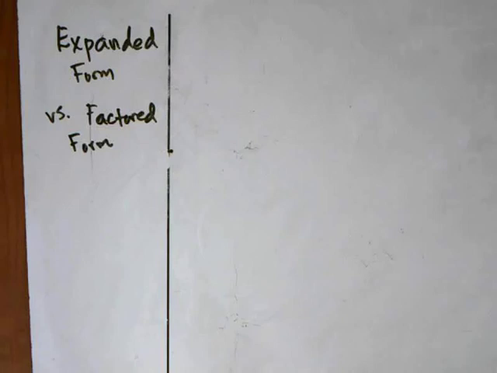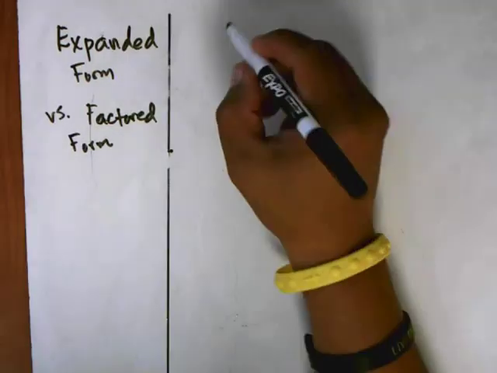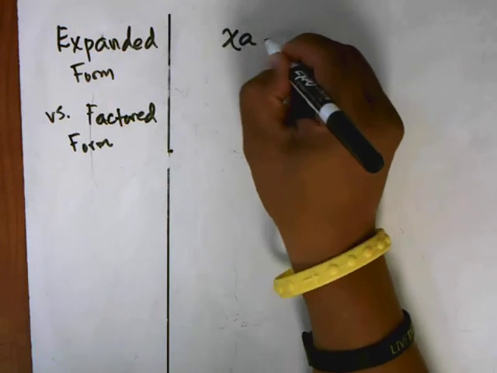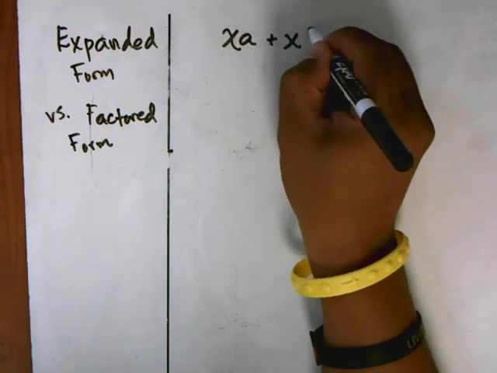Okay, so we have one more topic here in our review session, and that is expanded form versus factored form. And really, this is just a matter of notation and vocabulary, just a matter of how we write the expression, but the expression basically means the same thing. So, for example, expanded form would be like this when you have multiplied everything out.